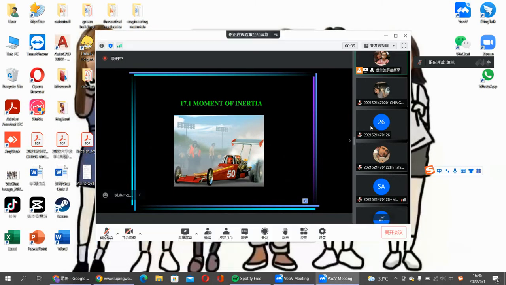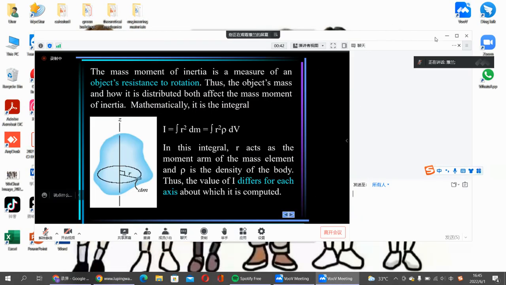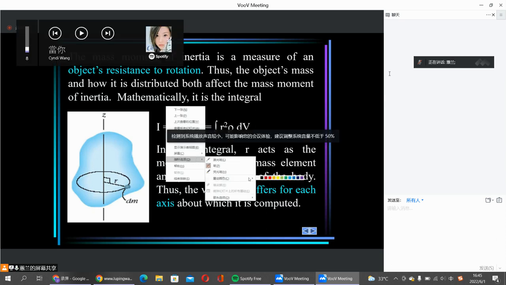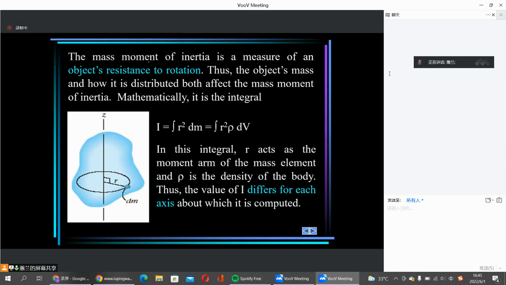Moment of inertia is a very important thing to describe the motion of a rigid body. So first, what is the moment of inertia? The mass moment of inertia is a measure of an object's resistance to rotation. Or we say the moment of inertia is the resistance to the change of angular velocity.